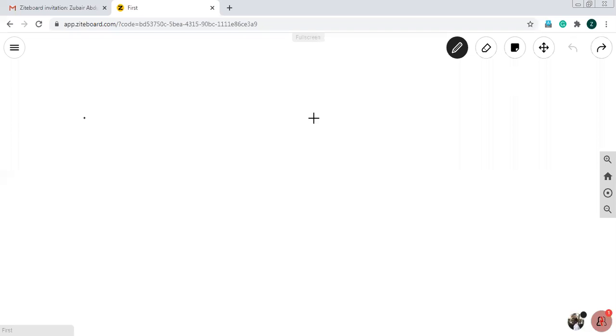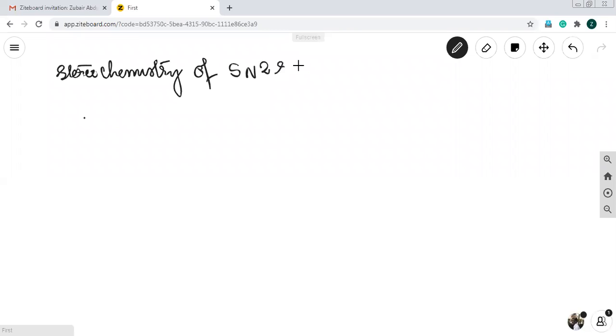So I don't know where we stopped last time. We were talking about stereochemistry, or the mechanism of SN2 reactions. Am I right? Is this what we were talking about last time? I think it was the SN2 reaction.